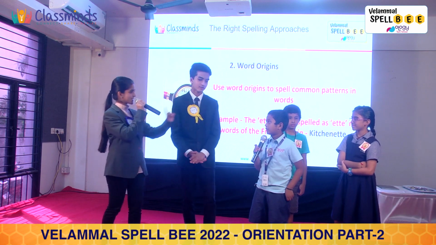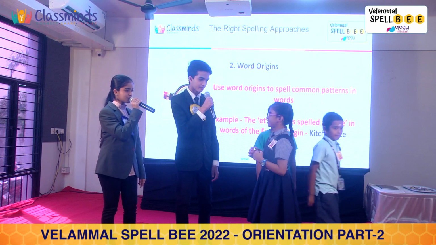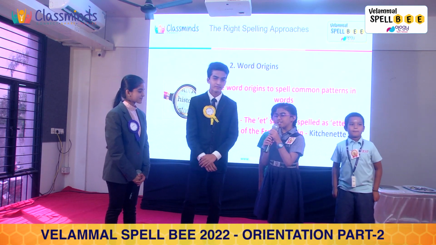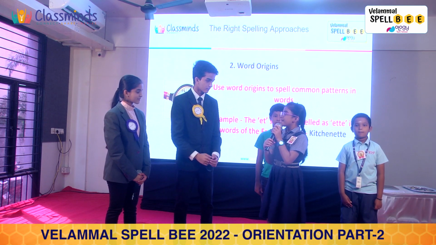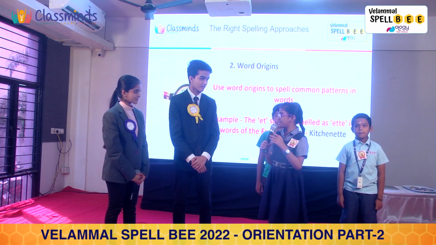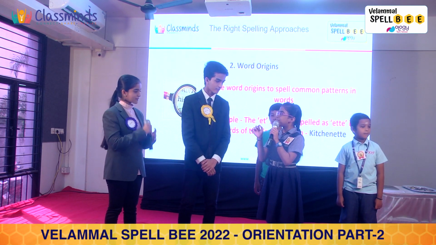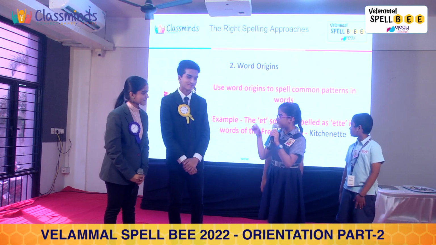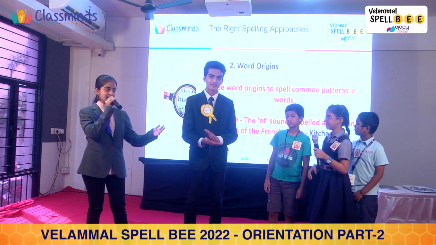Okay, let's hold on to this. Ashwita, would you like to go ahead? What do you think origin means? Origin means like, ET can be spelled as ETT also, ETTE also. Okay, origins in terms of words, that is right. Examples of origins are French, Old English, like that. That is right, and we're going to discuss them.